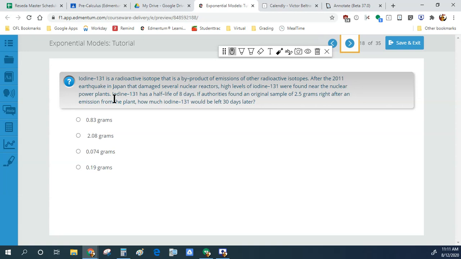All right. So in 2017, an earthquake hit Japan and damaged radioactors and had high. So this is just a different type of element. Don't worry about these numbers. This is just talking about the electrons. We don't care about the electrons. We're just talking about the numbers. So the half-life is 8 days. And it wants us to know how much would exist after 30 days.